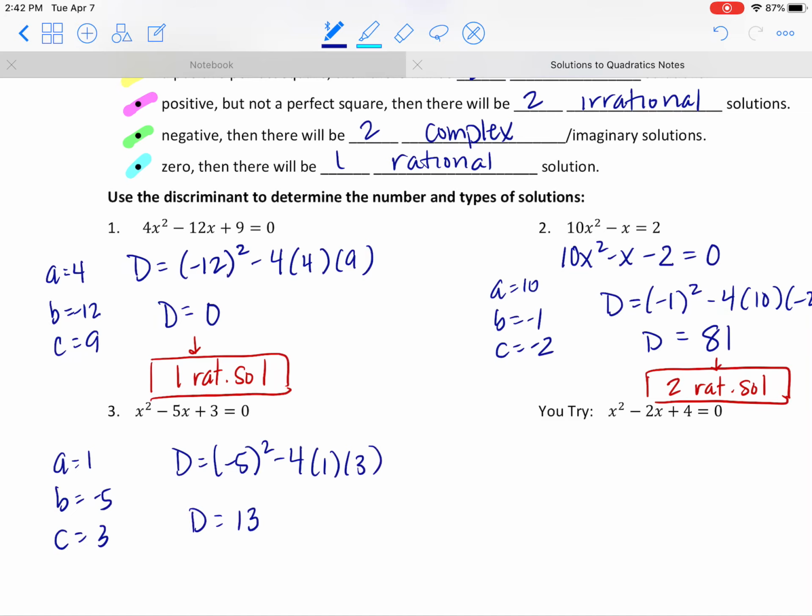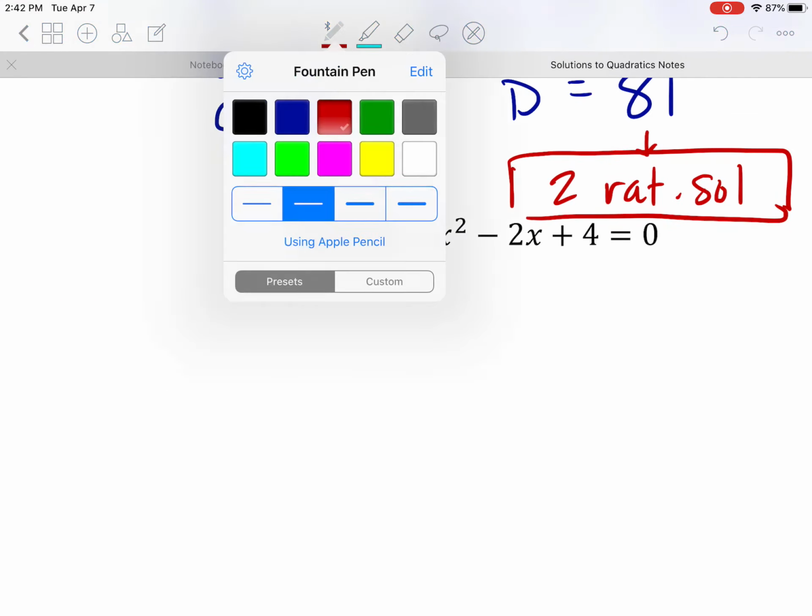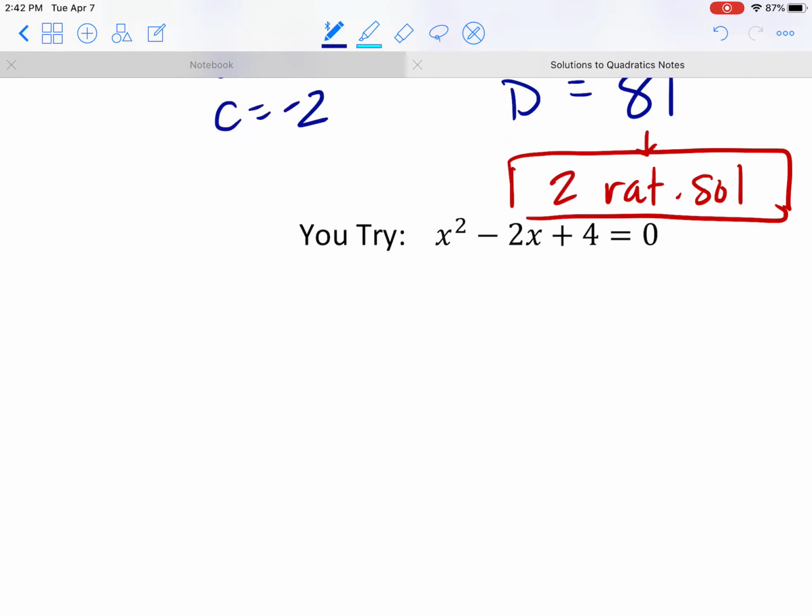So a discriminant of 13, if 13 was another radical, we can square root 13, we're just going to get that non-repeating, non-terminating decimal. It's a positive 13, so it's not going to be complex or imaginary. They're just going to be ugly solutions, so there are two irrational solutions. So this tells me this equation has two irrational solutions.